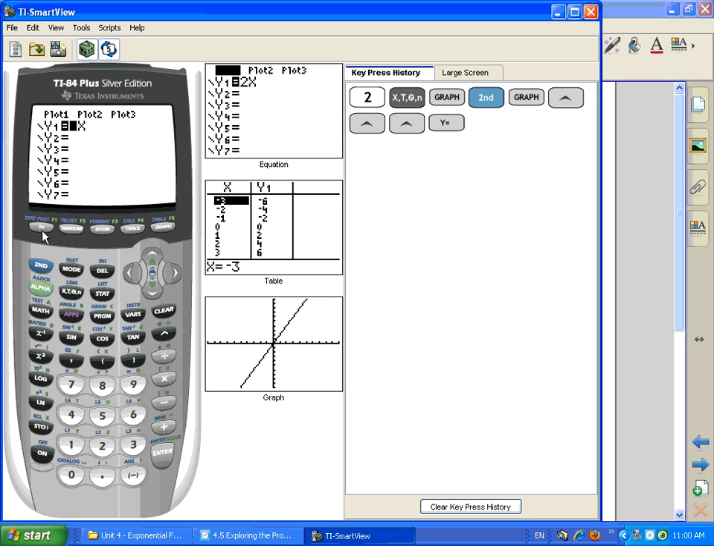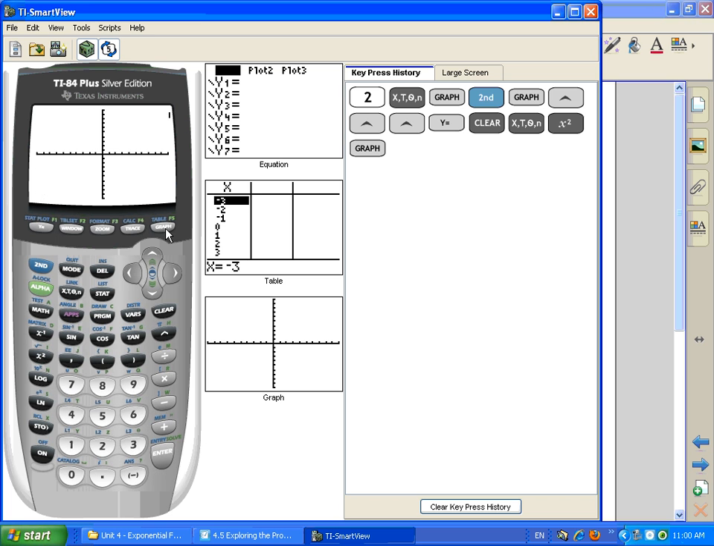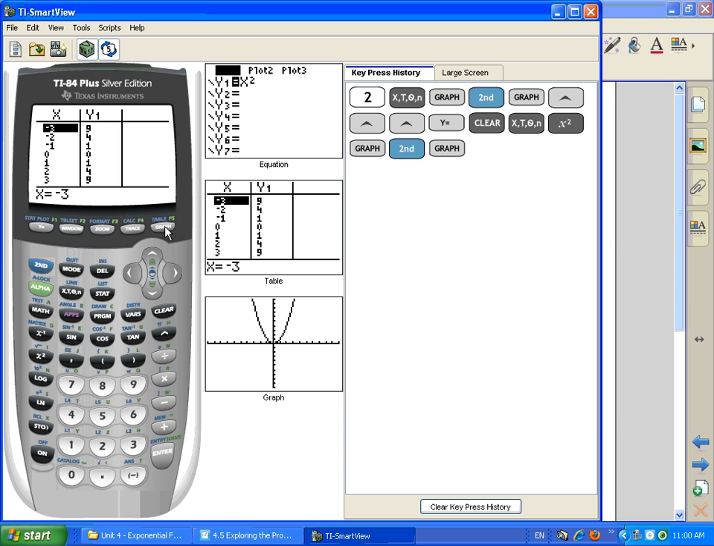We're going to clear that. And then we're going to go x, or x theta n, and then hit the x squared button. Okay, and then we're going to press graph. Okay, so we have our values there. And then if you want to get your table, you press second table, and here are your values. So let's enter those in.